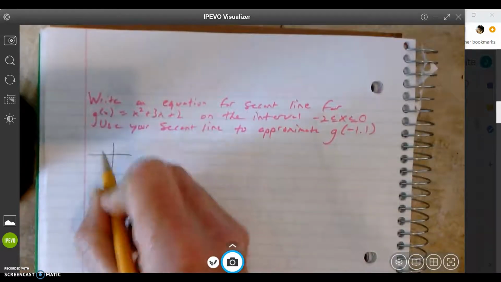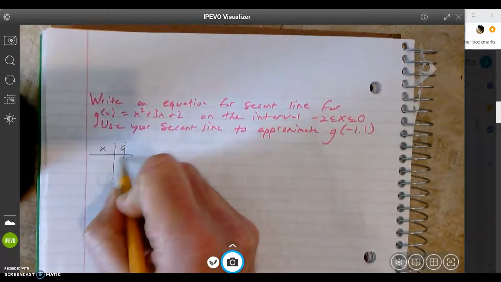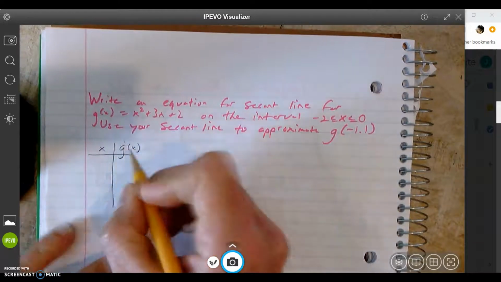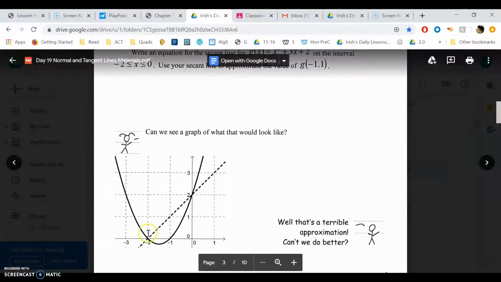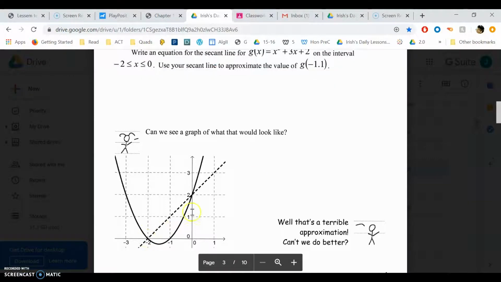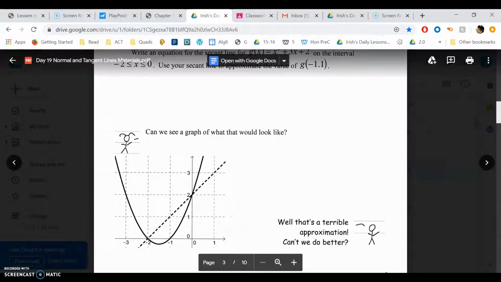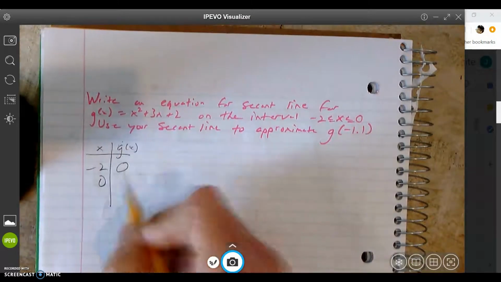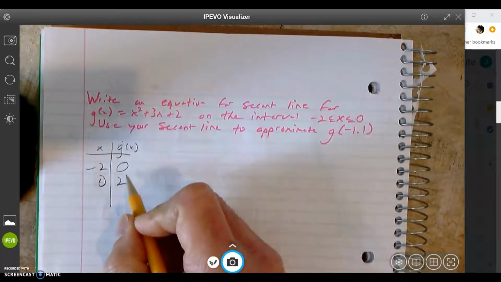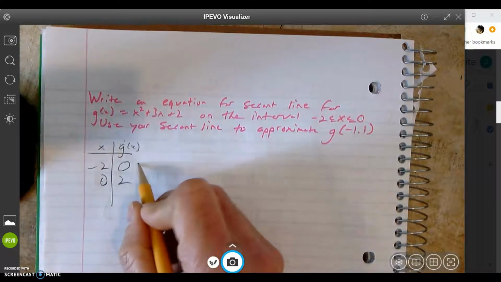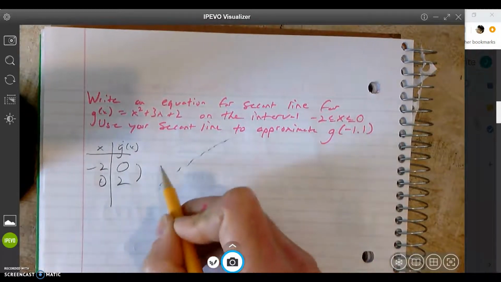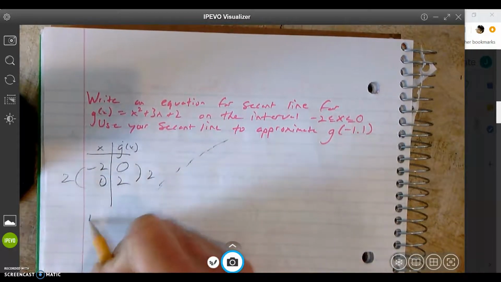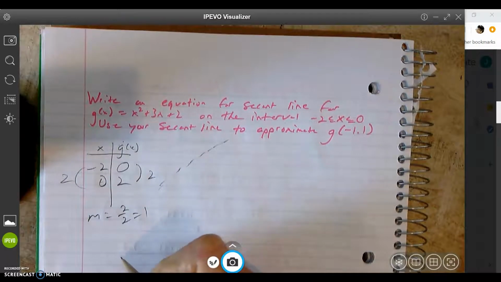So we know, we got x and g of x in this case. G of x is this, right? So we got -2 and 0. And we look at the graph here, -2 is 0 on the y, and 0 is 2. So -2 is 0, and 0 and 2. So those are the y values I got right off the graph. So the slope of my line, that dotted line, is going to be 2 over 2, which equals 1.